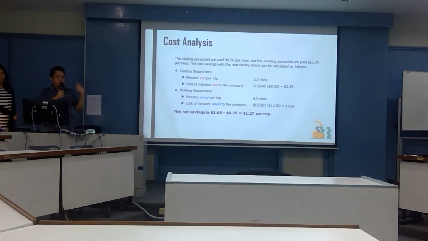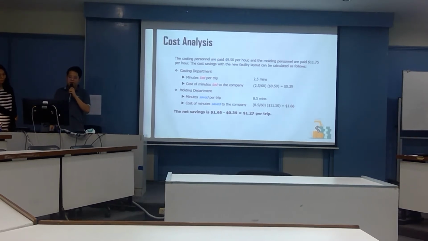Next, let's see the cost analysis. The casting personnel are paid 9.5 per hour, and the molding personnel are paid 11.75 per hour. The cost saving with the new facility layout can be calculated, as you can see. For the casting department, since they spend more time, there will be a minute loss per trip of around 2.5 minutes, and the cost of the minute loss to the company is equal to $0.39, as you can see.